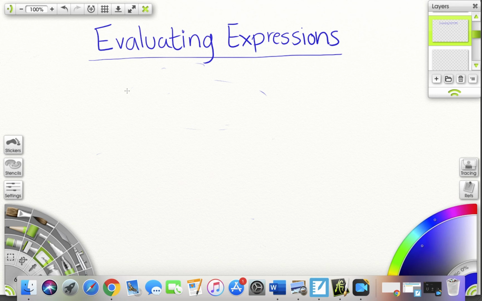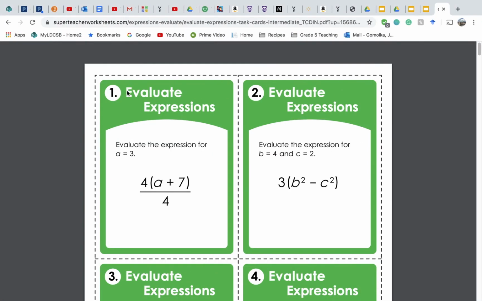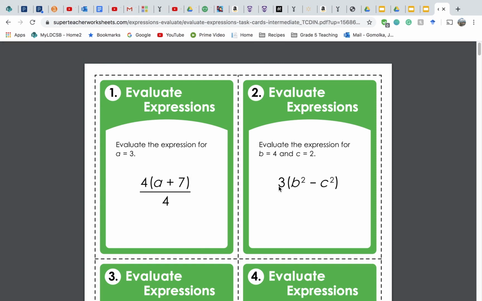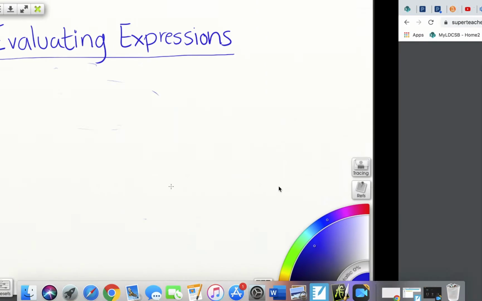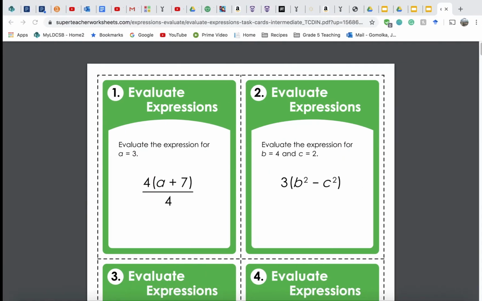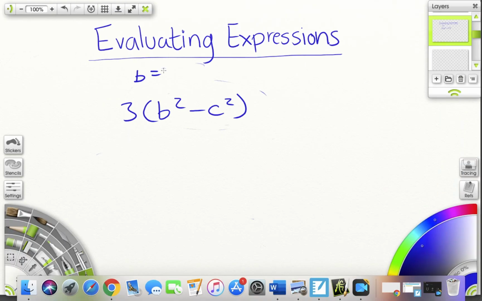All right, so the next problem we have is evaluate the expression for a bracket b to the power of 2 minus c to the power of 2. So we have 3(b to the power of 2 minus c to the power of 2), where b is equal to 4 and c equals 2.